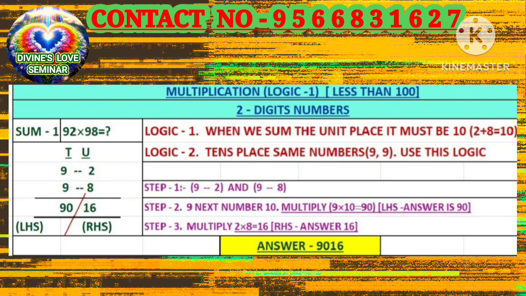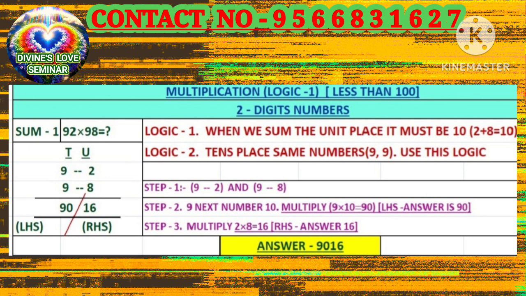Once again I am telling, just write as it is in the image. Tens place number, see, same number 9, next number 10, 9 tens are 90. Unit place numbers 2 and 8, just multiply, 2 8s are 16. 9016 is the answer. Within 1 minute we can calculate these numbers, okay?